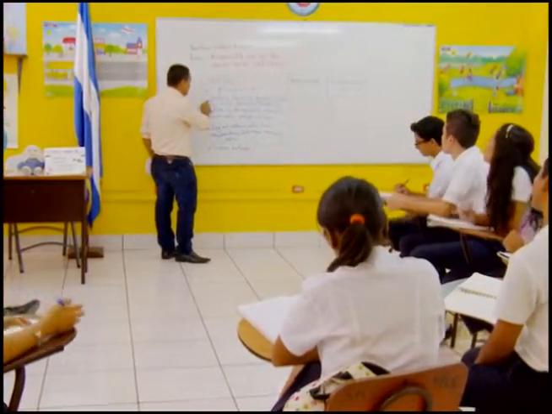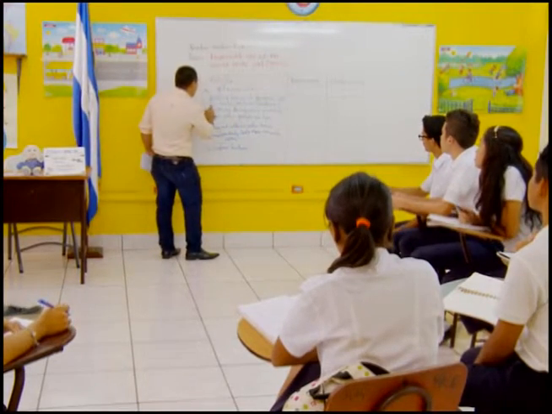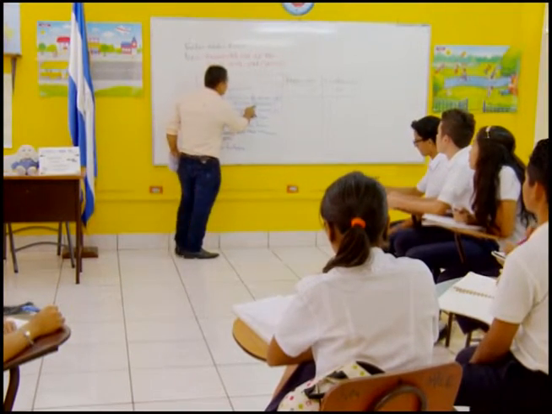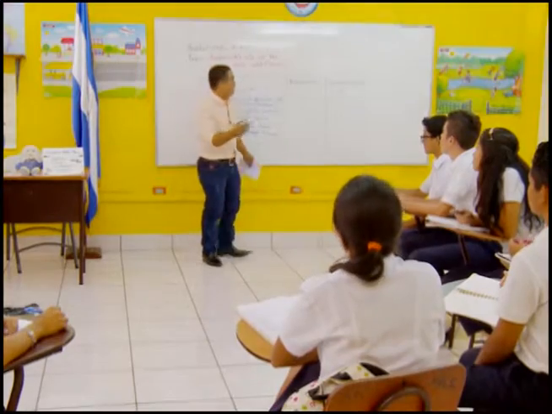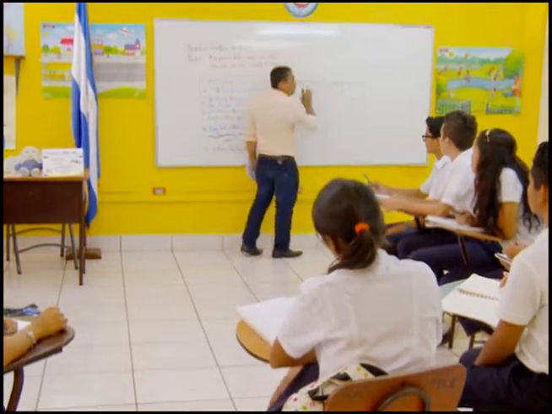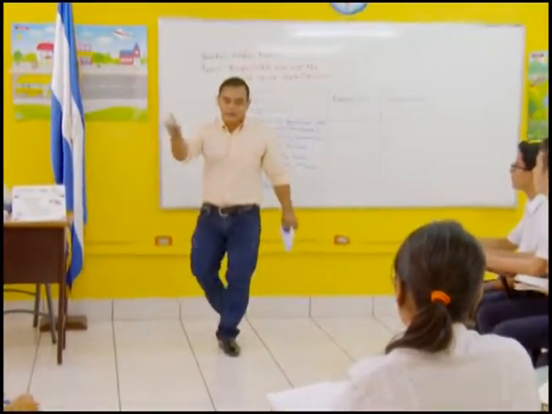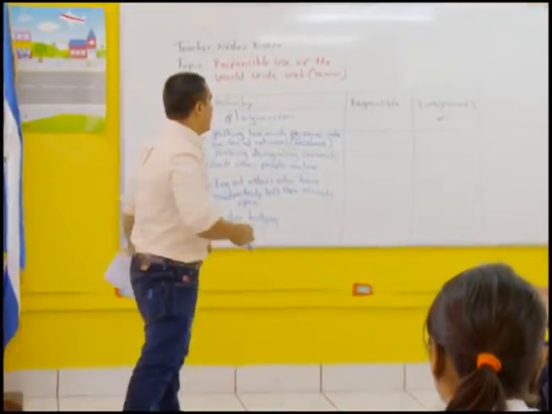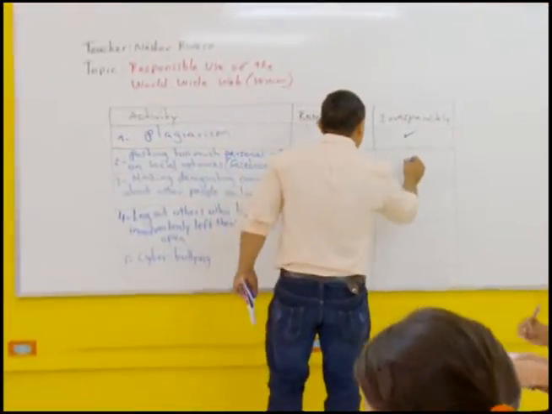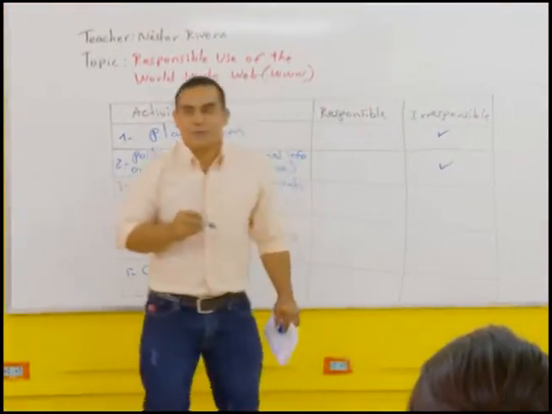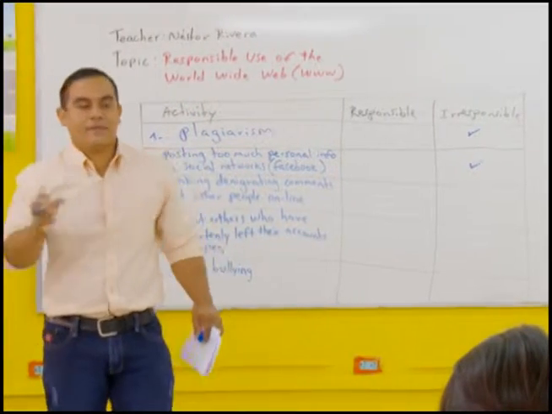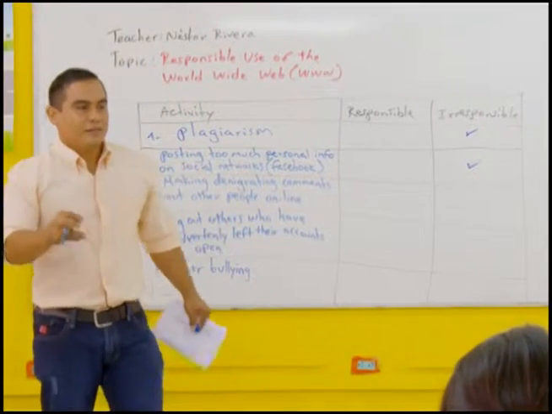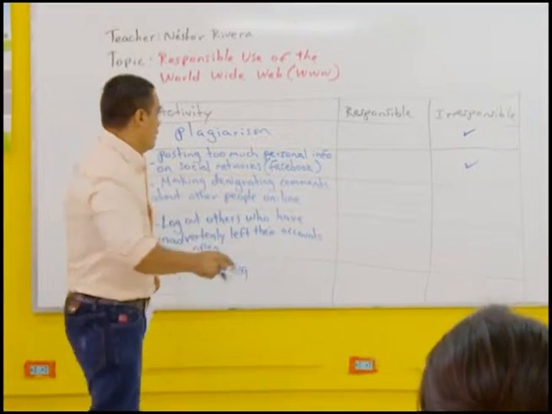Number two, posting too much personal information on social networks such as Facebook and Twitter. Is it responsible or irresponsible? Irresponsible. Louder, louder. Irresponsible. Good. This is irresponsible. No podemos poner demasiada información en las redes. Solamente puntos clave.